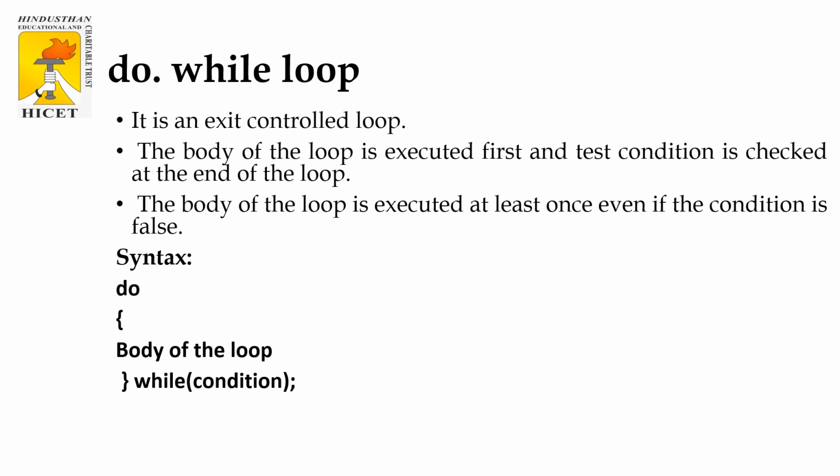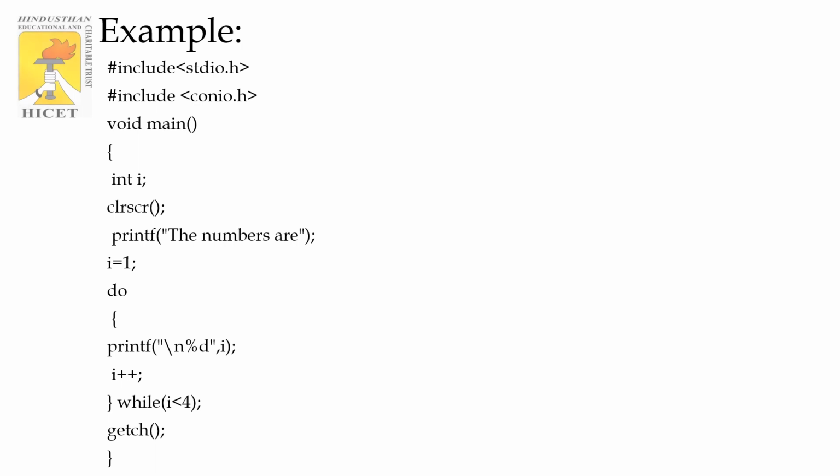The next one is the do while loop. It comes under the post-test loop. In the do while loop, first the body of the loop will be executed, then the condition will be checked, right? Suppose the condition is false, at least one time the body of the loop will be executed. This is the process of the do while. Here is the syntax: do, the body of the loop, and while, and this is the condition. Here is the example for the do while.